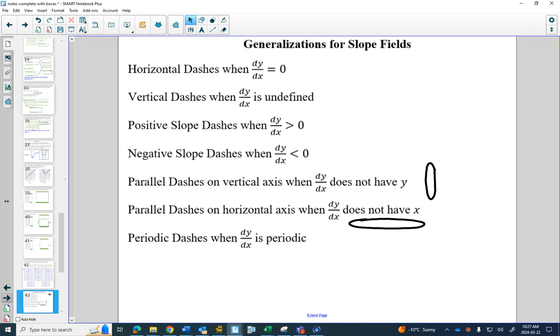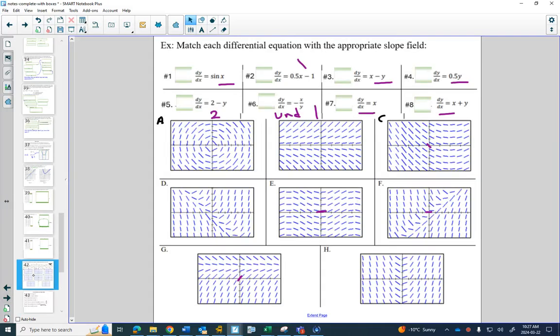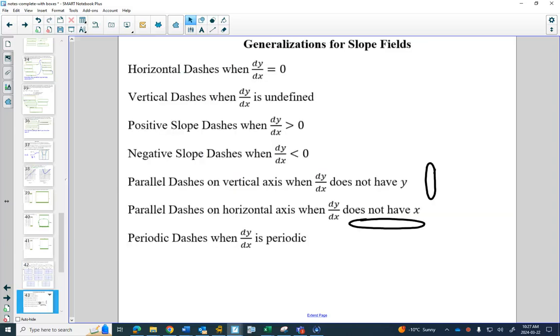And when we talk about periodic dashes, it's going from left to right, going back and forth between the dashes. It has a period. It means that your derivative is periodic as well. So that helps us with number 1.